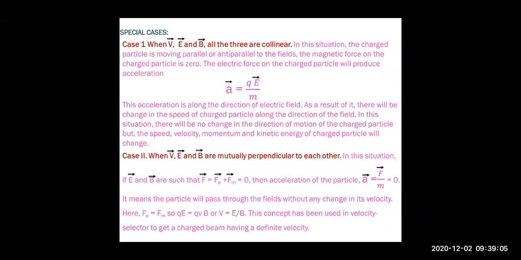So children, here there are few cases. Case number one, if you see, here the vectors V, E and B. V is the velocity vector, E is the electric field vector, and B is the external magnetic field, right children?